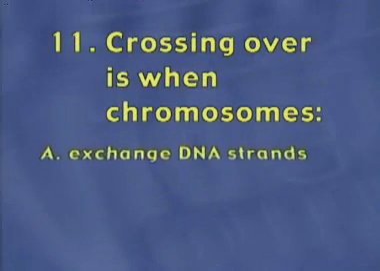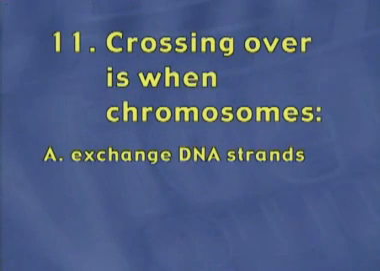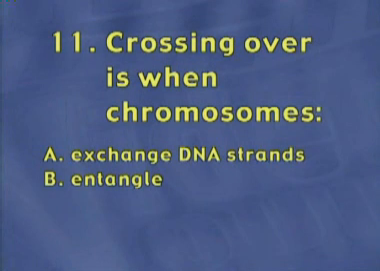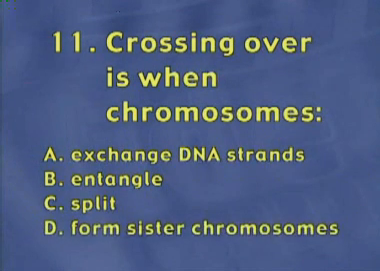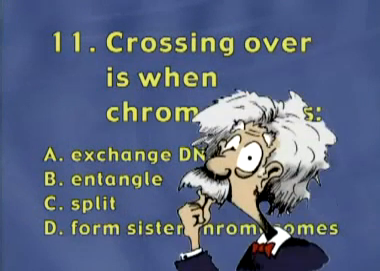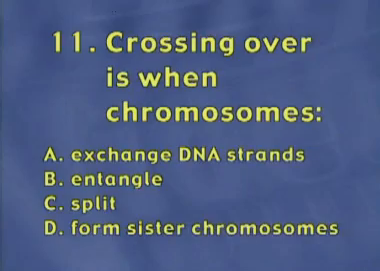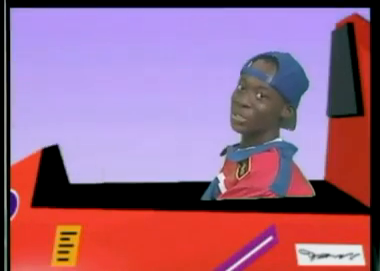Crossing over is when A, sister chromosomes exchange DNA strands, B, entangle, C, split, or D, form sister chromosomes. That's a good one. What do you think? Write down your answer.